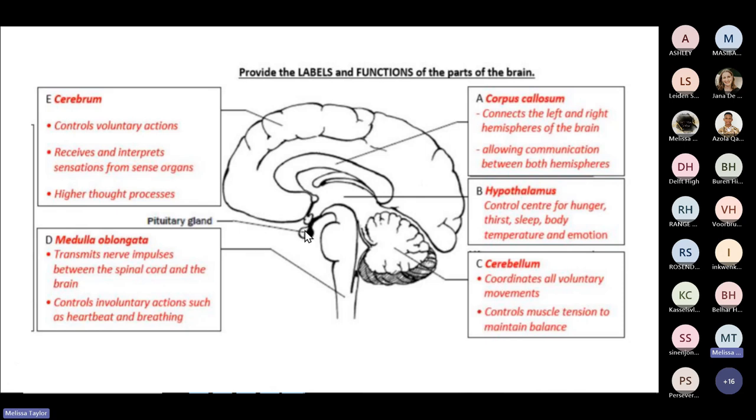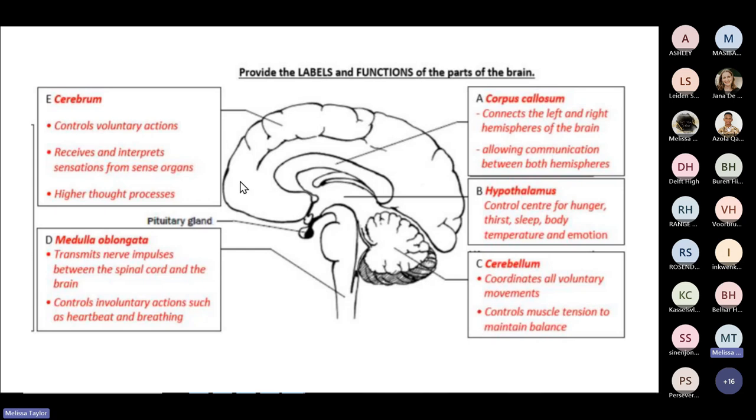Okay, then this one here, this is the pituitary gland. It's labeled, but they have not focused on notes because it's part of the endocrine chapter. But I just want to point out that because the endocrine chapter and this chapter are in the same exam, both in paper one, they do sometimes ask questions on the pituitary gland if they give you a diagram of the brain. Remember, that's the one that releases those hormones we spoke about the other day, LH and FSH.